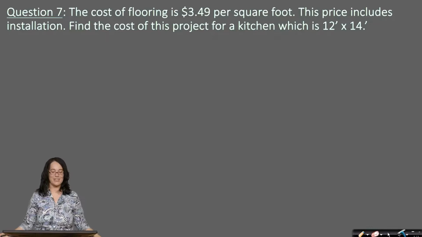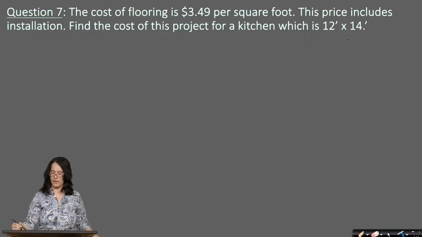Another application question. If the cost of flooring is $3.49 per square foot, and this price includes installation, that's a good deal, find the cost of this project for a kitchen that is 12, remember this apostrophe means feet, 12 feet by 14 feet. Okay, so 12 by 14.